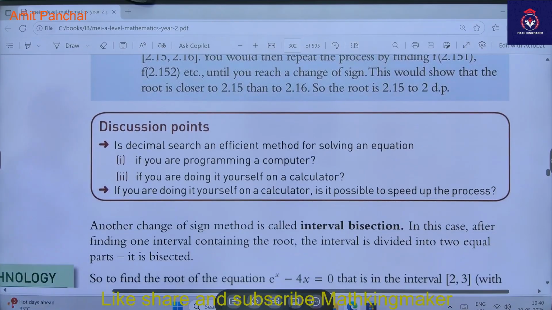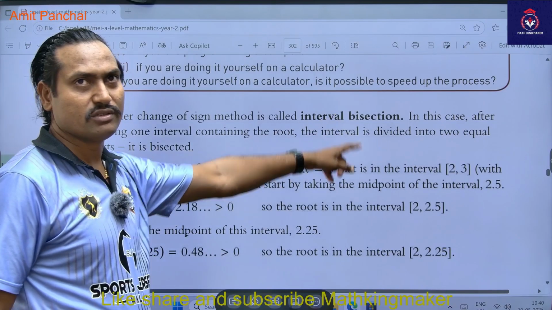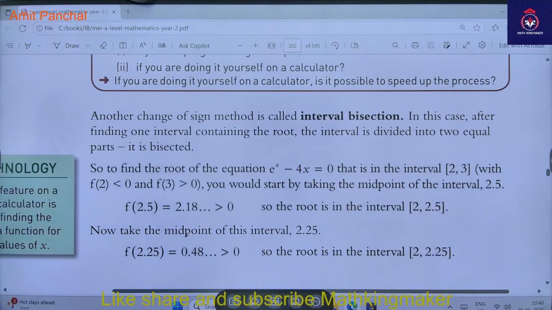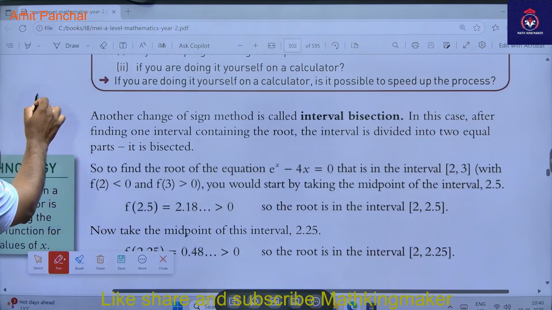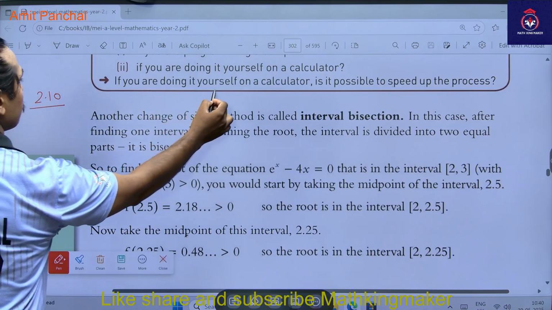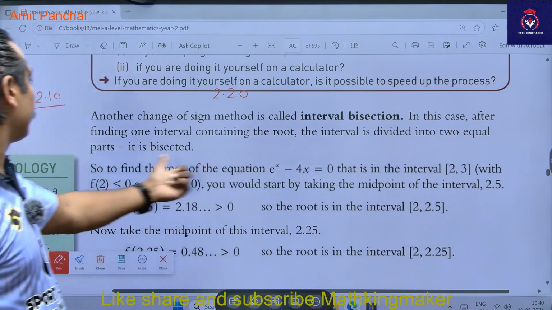If you are programming a computer, or doing it yourself on a calculator, it is possible to speed up the process. Another change of sign method is called interval bisection. After finding one interval containing the root, the interval is divided into two equal parts. Like it was 2.10 and 2.20, now we will divide this interval into two equal parts. It is bisected.